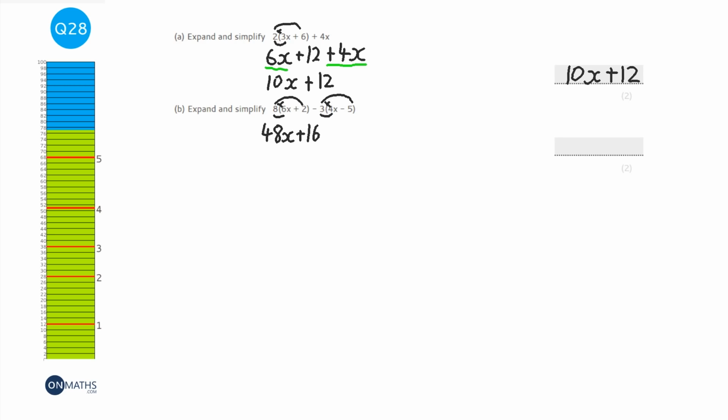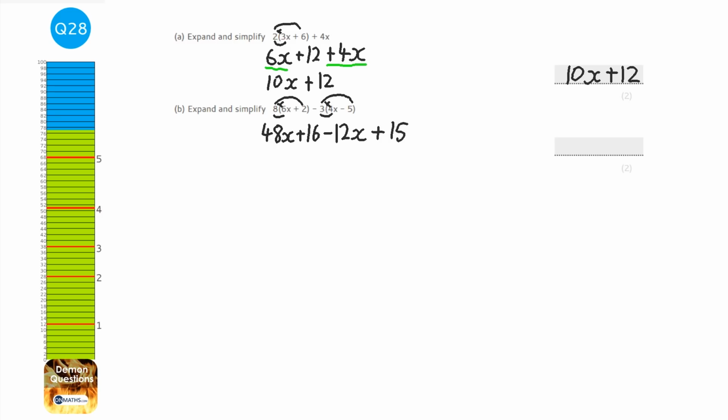However, the next one's slightly different. The number outside the brackets is not a 3, it's a minus 3. So when we do minus 3 times positive 4x, we're going to get a negative, because a minus times a positive is a negative. Then we do 3 times 4, which is 12, and then we've got the x as well. Now the rainbow is -3 times -5. Two minuses times together is a plus. 3 times 5 is 15.